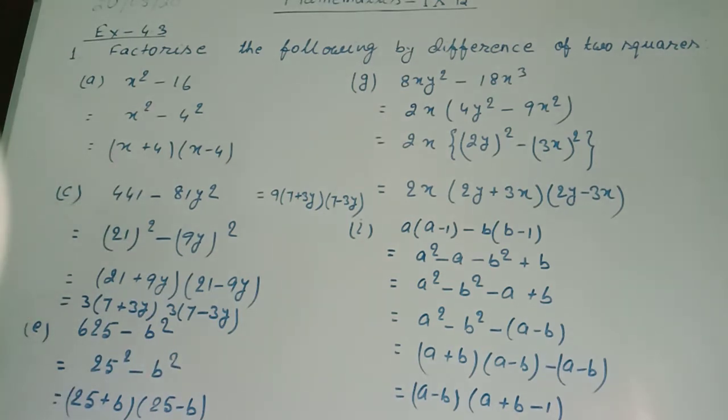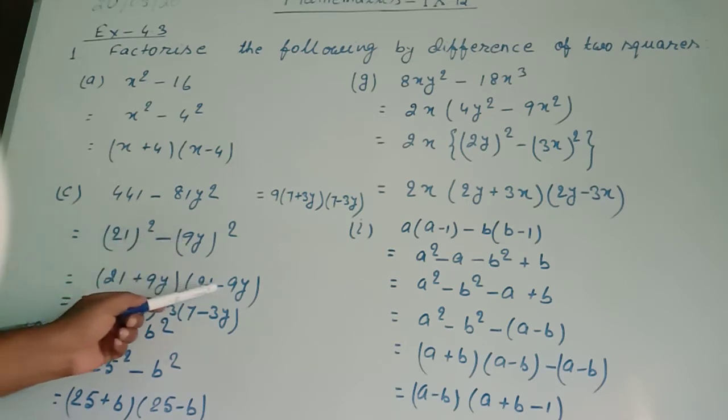Question number C. The given expression is 441 minus 81y square. This we will write in the form of a square minus b square. This will be written as 21 whole square, because 21 into 21 equals 441, minus 9y whole square, because 9 9 is 81y square. So this became in the form of a square minus b square. For that we can write a plus b into a minus b, I mean 21 plus 9y into 21 minus 9y.